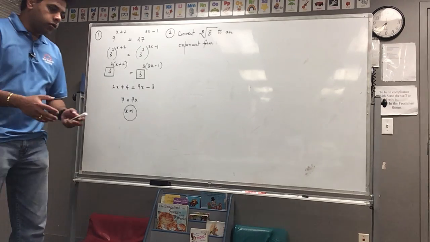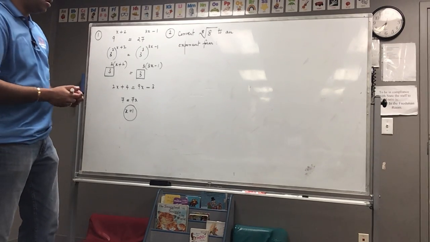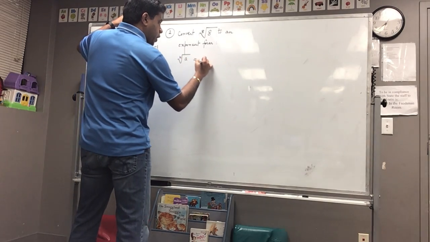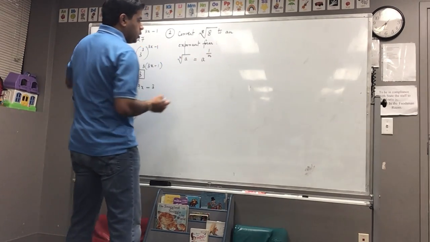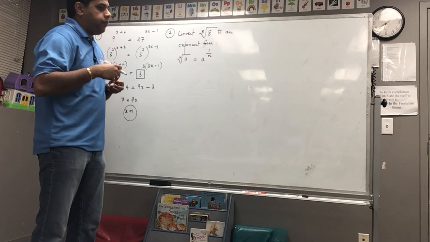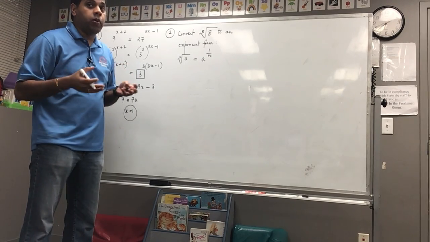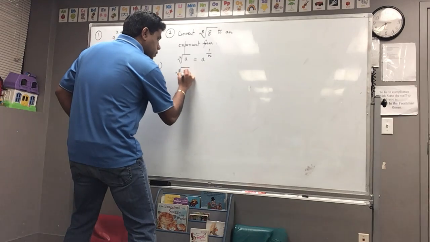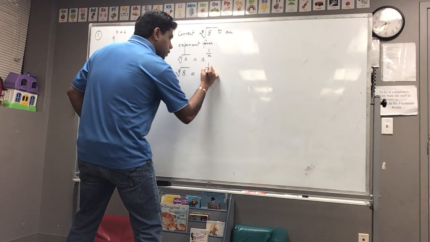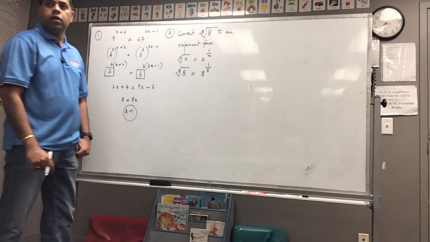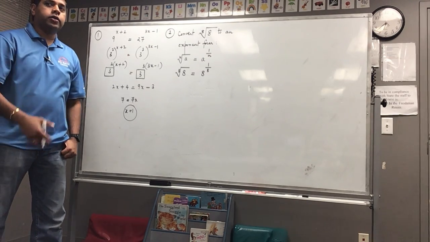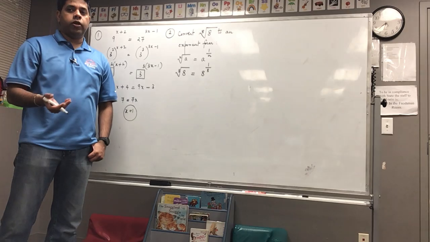All right, there is a rule for radicals: nth root of a is equal to a raised to 1 by n. So a radical is nothing but an exponent. So 8th root of 8 is equal to 8 raised to 1 by 8. So remember, a radical is nothing but a different form of exponent.